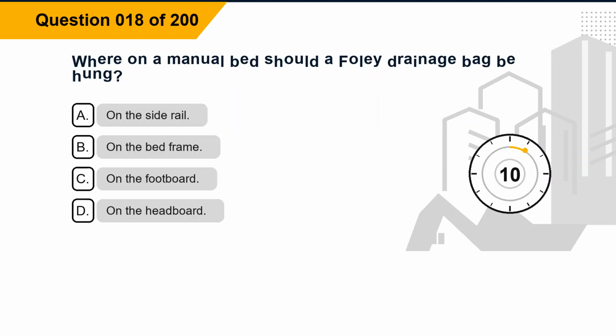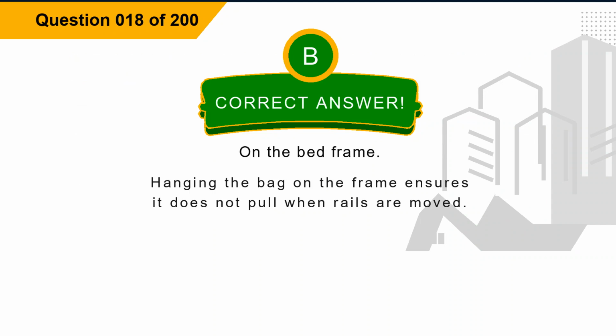Question 18. Where on a manual bed should a Foley drainage bag be hung? Option A, on the side rail. Option B, on the bed frame. Option C, on the footboard. Option D, on the headboard. The correct answer is option B, on the bed frame. Explanation. Hanging the bag on the frame ensures it does not pull when rails are moved.